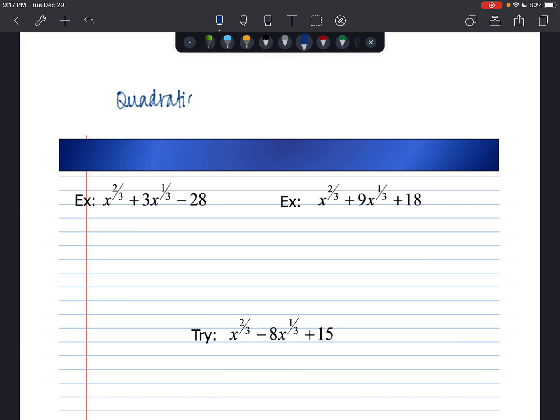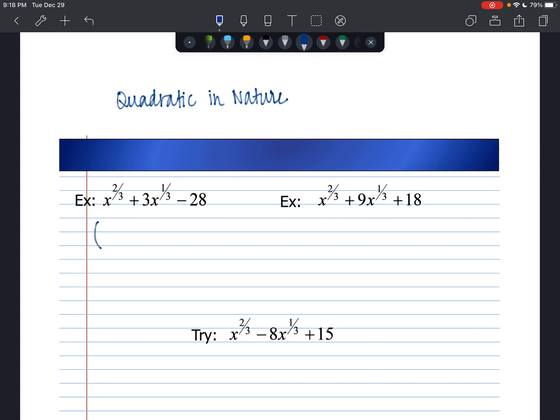Believe it or not, these are also quadratic in nature. What is quadratic in nature? Quadratic in nature is when the first exponent is twice the second. And 2/3 does happen to be twice 1/3. So we have x to the 2/3 plus 3x to the 1/3 minus 28.